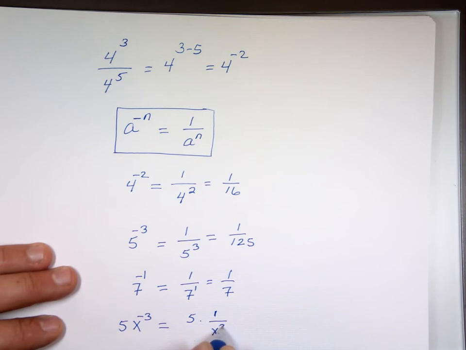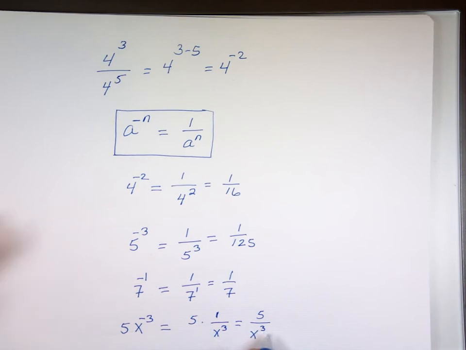If you want to do them in one step, that'll be what? 5 over x to the third. So the 5 is not raised to the negative 3. That's why it doesn't go on the bottom, it stays on the top. Only the x is raised to the negative 3, and that's why the x drops to the bottom.